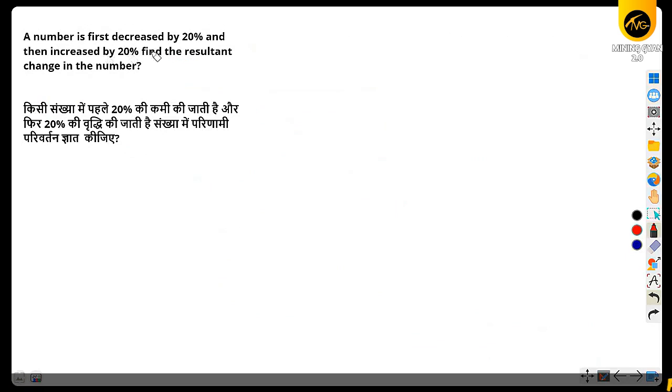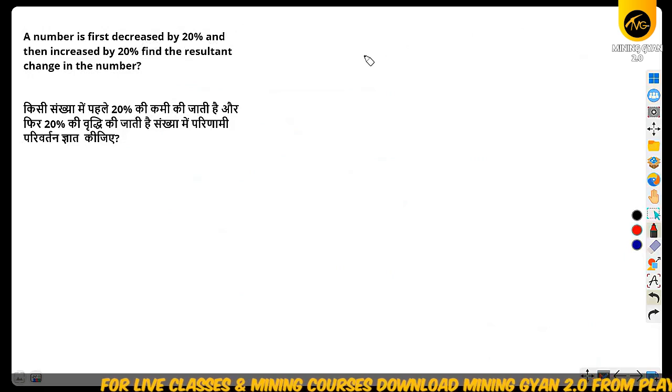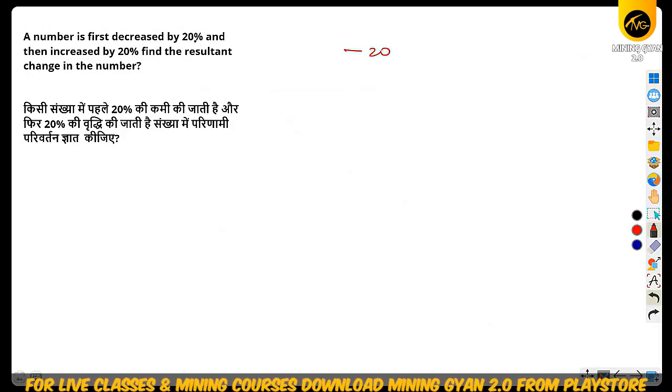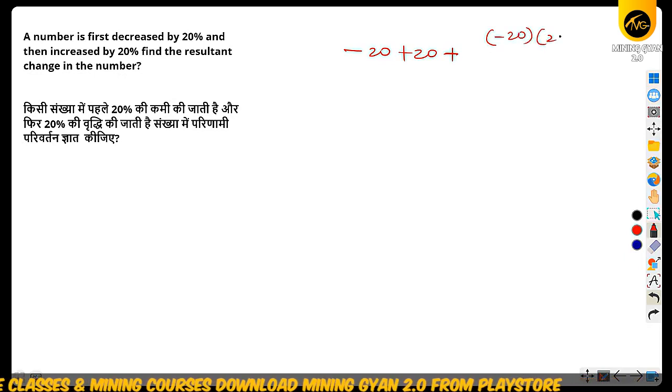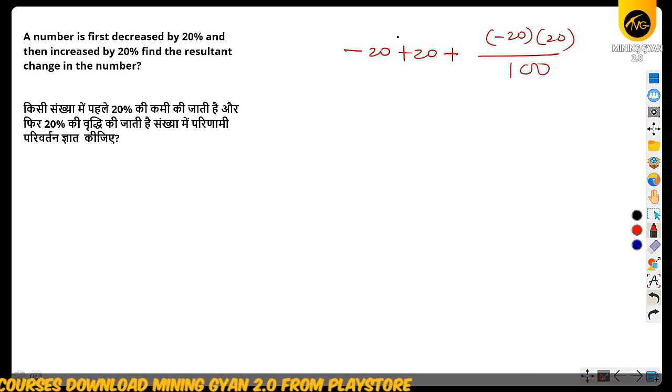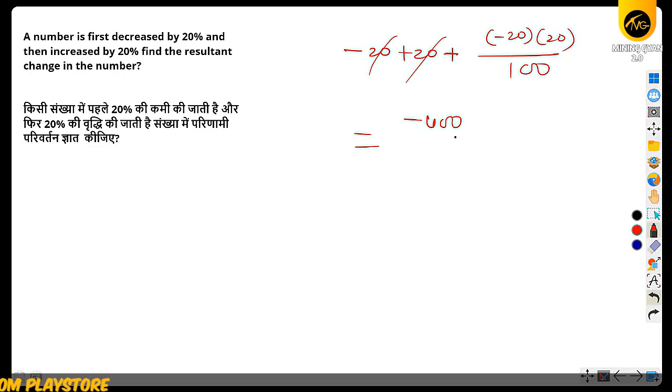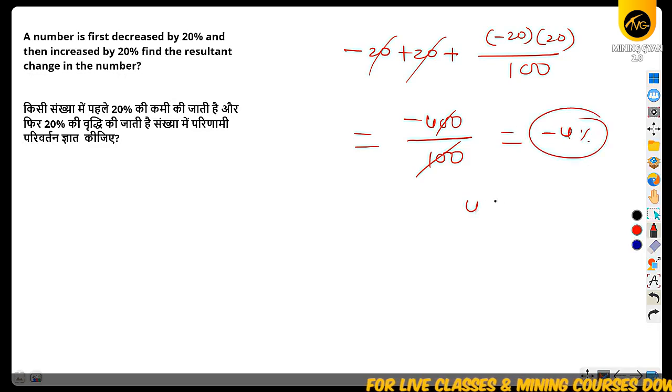Next one is a number first decreased by 20% and then increased by 20%. Find the resultant change in the number. This is also a similar kind of question. Firstly it's decreased, that means minus 20 now, and then increased, now plus 20, now multiply both the numbers, minus 20 into 20 and divided by 100. So minus 20 into 20 will be minus 400 and divided by 100. So minus 4%. It means a 4% decrement.